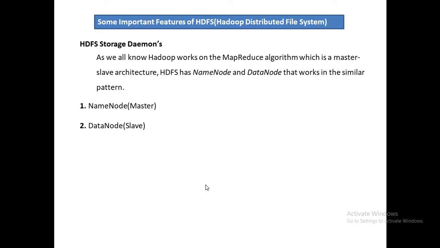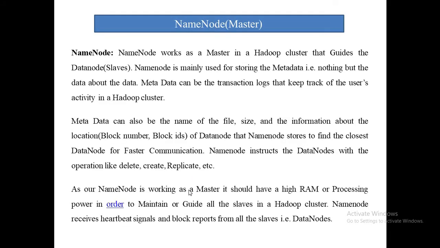Name node we will call a master, data node we will call a slave. Okay, now how will it be working? First we will see the master node, that is the name node: what all work it does and what type of work it's doing. Name node works as a master in the Hadoop cluster.